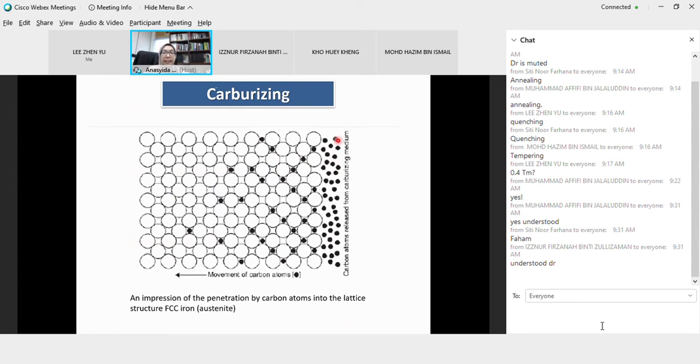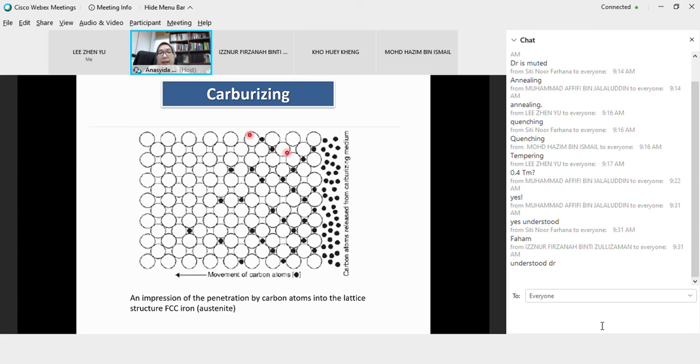Right, so this is the carbon atom. The carbon atom will diffuse into the lattice, at the interstitial sites, because it is small. Since it is small, it goes into the interstitial site and sits here. It cannot reach the center, because it depends on Fick's law. Do you remember Fick's law? We need to recall Fick's law, because it depends on temperature and time.